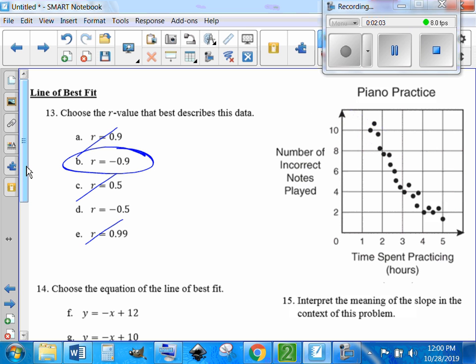Then H, we're starting up at 12. We're going down 2 over 1. So down 2 is one box, and then over 1, down 2 and over 1, down 2 and over 1, down 2 and over 1. So that looks pretty good. That looks like a pretty good line. We'll see if any of them are any better.